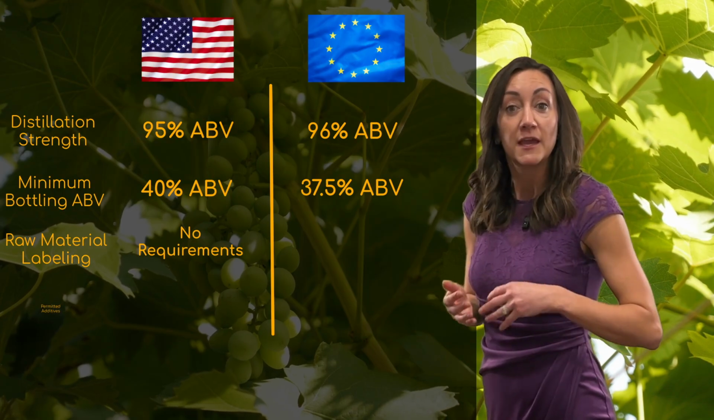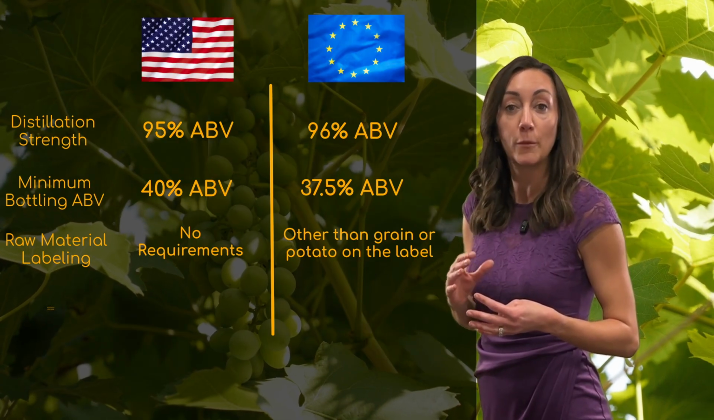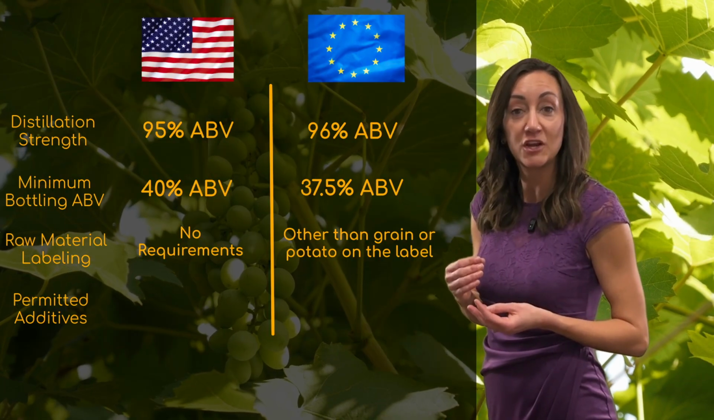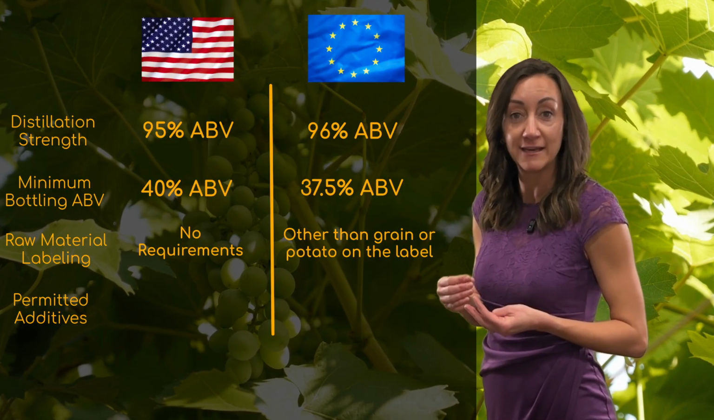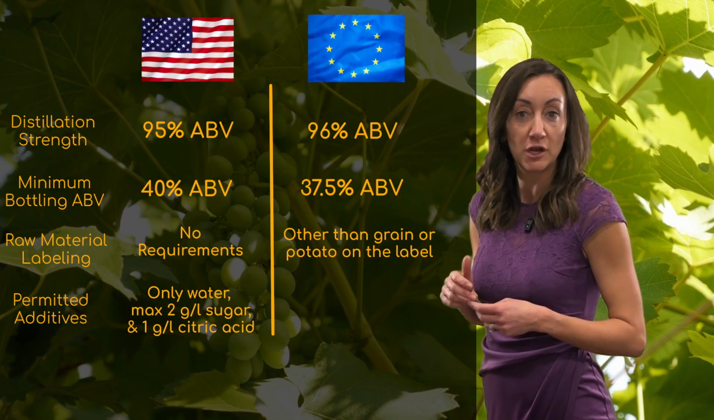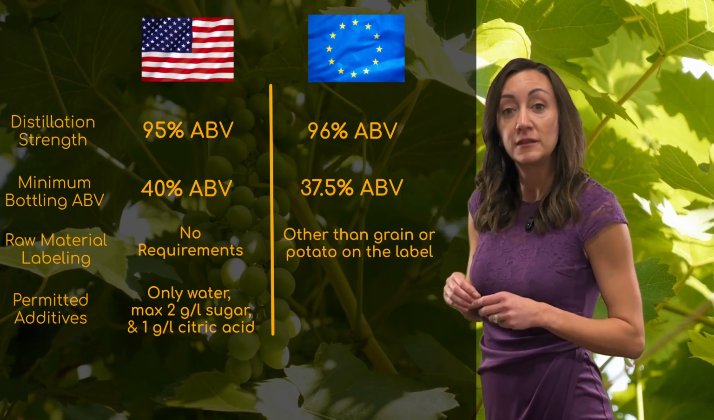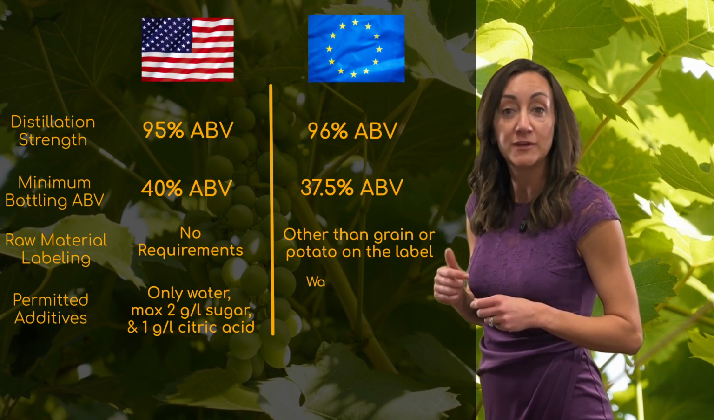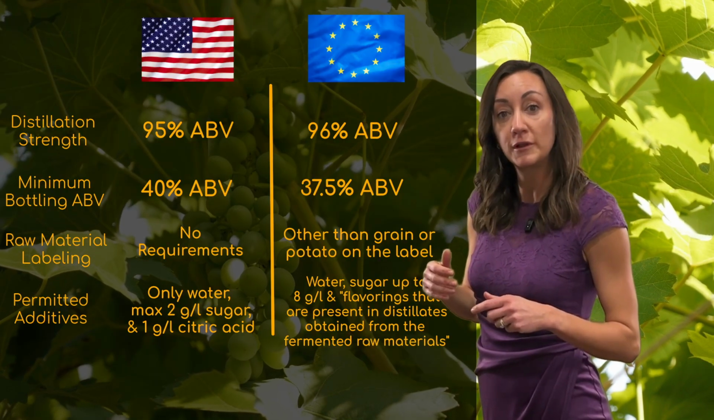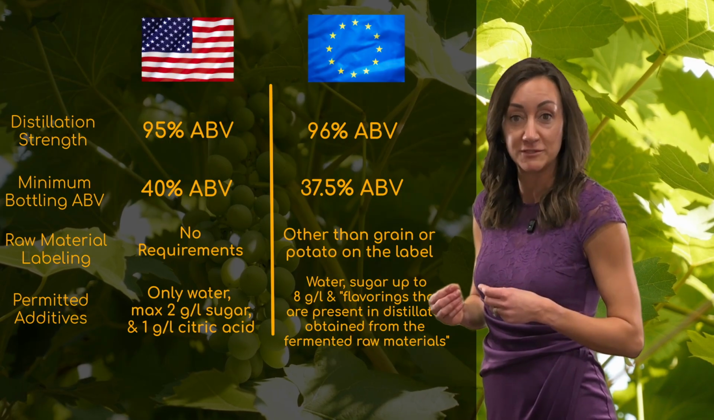In contrast, EU legislation requires that if raw materials other than grain or potato were used, it must be stated on the label. US law has very clear and limited restriction on additives, permitting water, a maximum of 2 grams per liter of sugar, and a maximum of 1 gram per liter of citric acid. The EU allows for water and up to 8 grams per liter of sugar to round out the final taste, and also allows flavorings that are present in distillates obtained from the fermented raw materials.